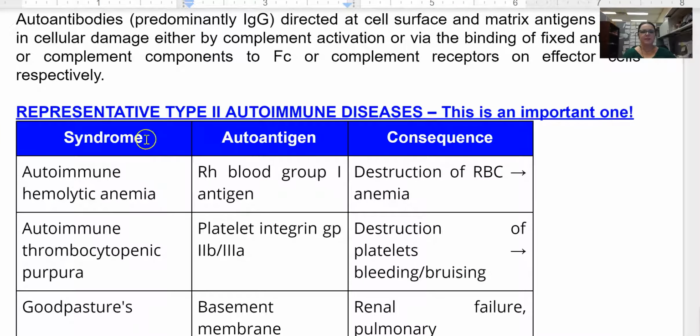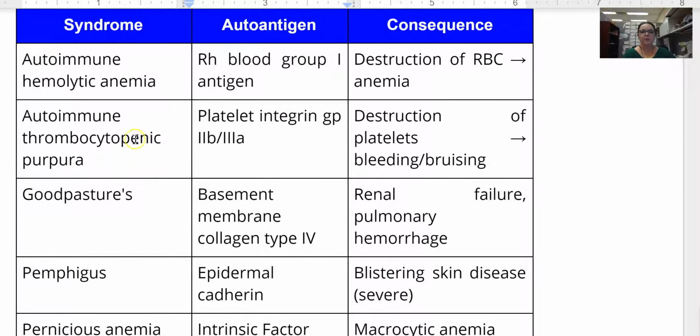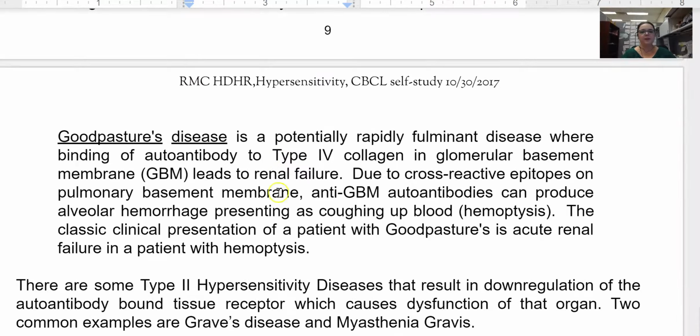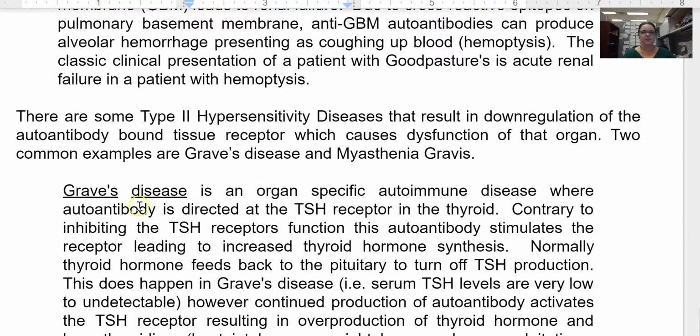You'll see that I have these tables here. Anytime I have these tables, these are important. I want to be able to ask you, what is the target of ATP, autoimmune thrombocytopenic purpura? And I want to know what the consequence is. You need to know these tables cold. And then I go into some of the manifestations of disease.